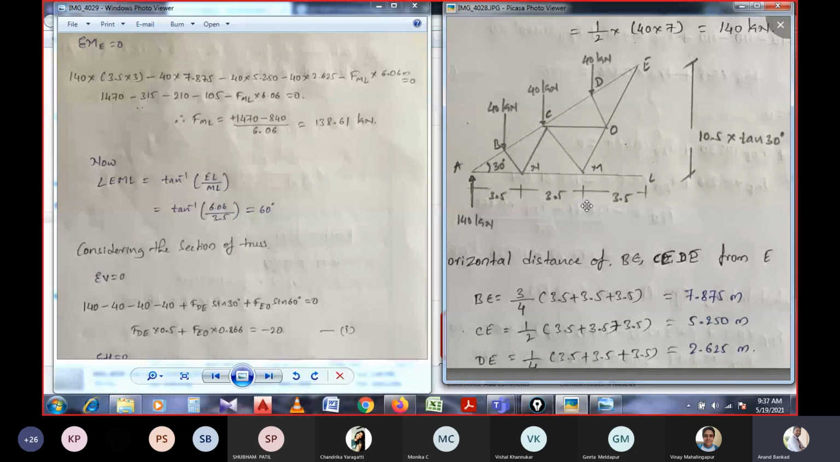So after this, once we know that ML is having this much of force, we need to move on to further calculations. So what is the further calculation right now? The further calculation is for angles. That means the inclination is required, how much inclined these particular members are. If you want to have the angle between ME and ML, we can calculate that by referring again to tan theta. By knowing the height, tan theta is equal to opposite by adjacent side.